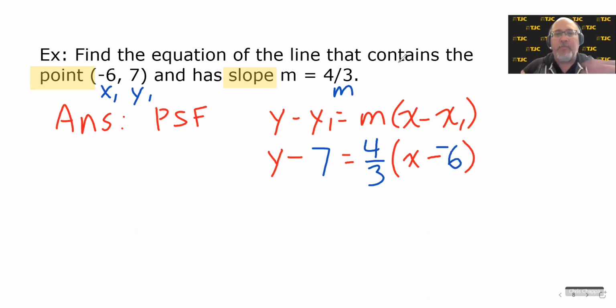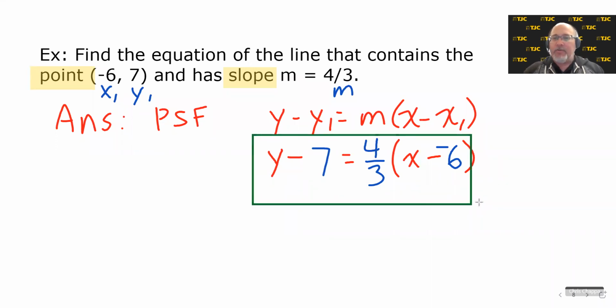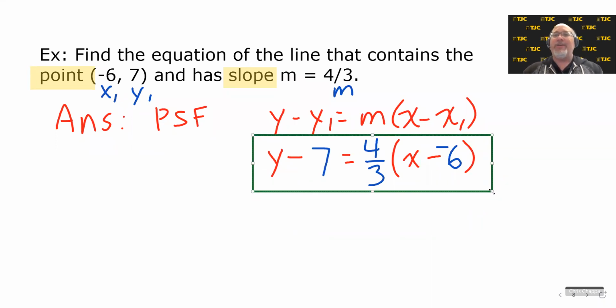Now, if a question asks you what is point slope form, this is an acceptable answer, almost. There's only one thing in this answer that you would be expected to clean up if the homework asked you to enter the equation in point slope form. Do you know what it is? It's the double negative.